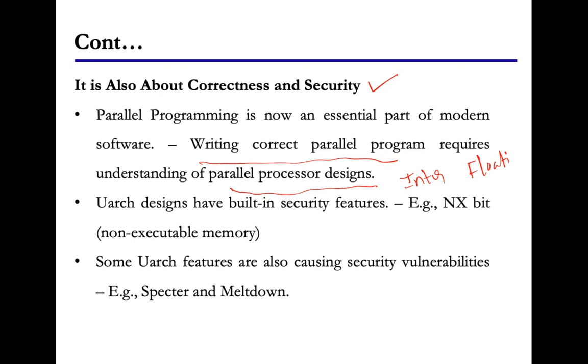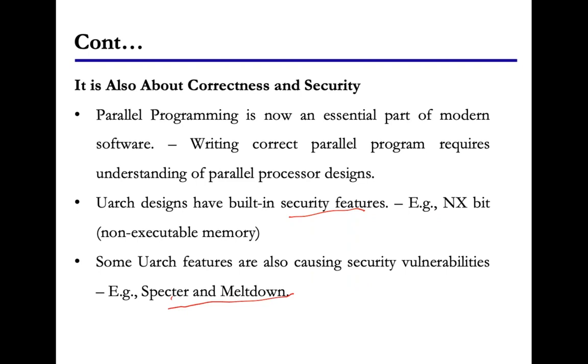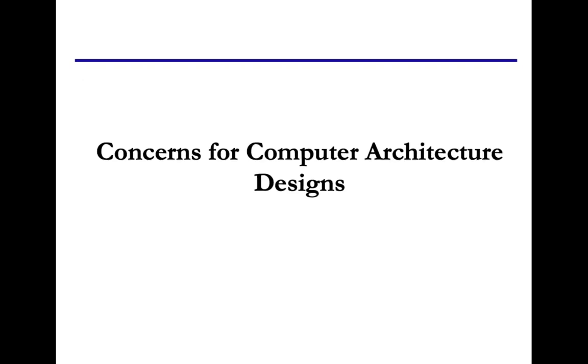Microarchitecture designs have built-in security features. For example, the NX bit, the non-executable memory bit, is one example of providing security. Some microarchitecture features also cause security vulnerabilities. For example, Spectre and Meltdown are two examples of security vulnerabilities in computer architecture.